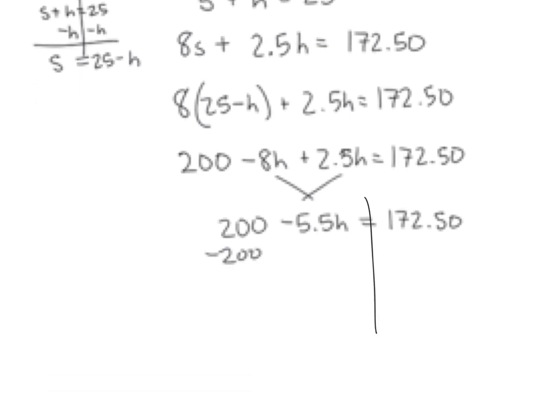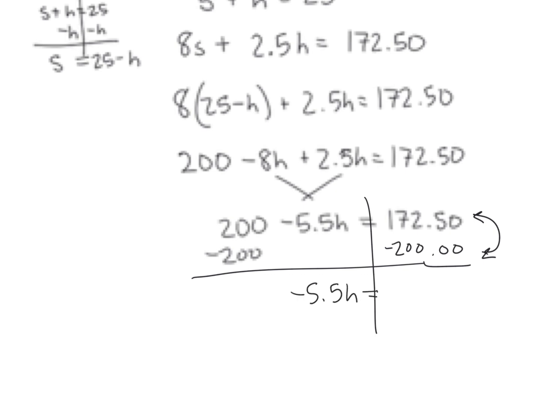Solving this for H, I'm going to subtract 200 first. Right? Technically, these should flip-flop. And I'm going to do 200 minus 172.5. 200, 172.50. This is 0. There's a lot of borrowing going on. This is 10. I get 50, 7, 2. That's where I'm at. I get 27.50.